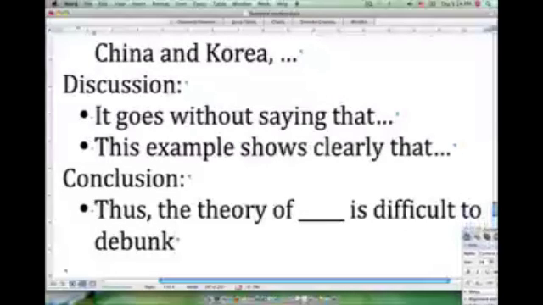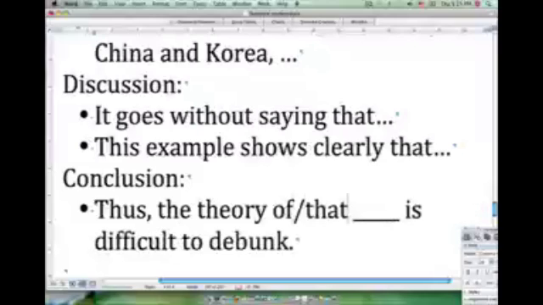So the theory of, and debunk means to kind of disprove, or to kind of show that there's no real concrete support for an idea. So if we mention that something is difficult to debunk, what our meaning is that it's a thought that's difficult to disprove. So this might be the theory of, or the theory that, depending on what your sentence is.